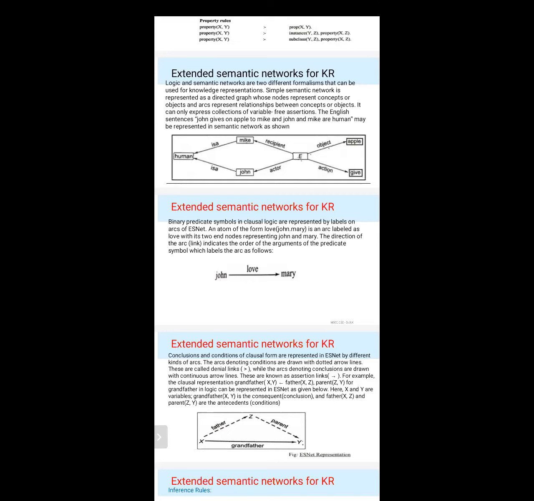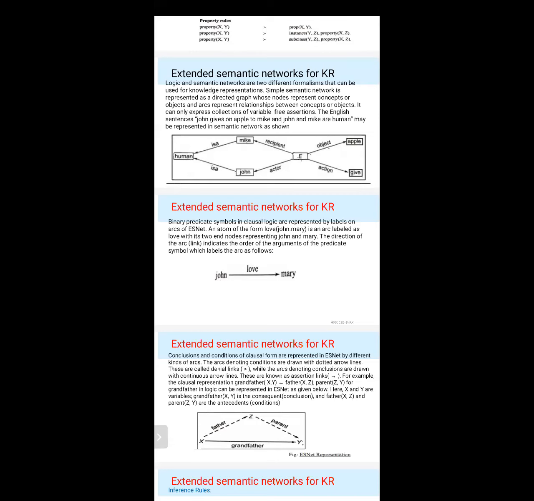Now let's see one sentence here: John gives an apple to Mike, and John and Mike are human. It can be represented in a semantic network like this. Both Mike and John are human beings. Mike is the recipient of E and John is an actor. So John gives an apple to Mike. John is an actor here, and Mike is the recipient.